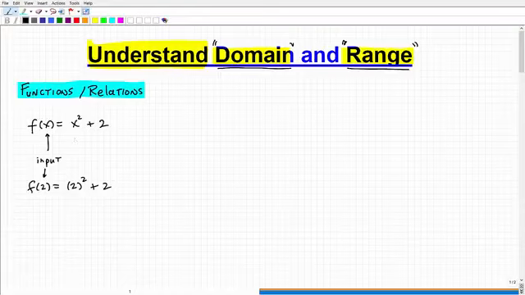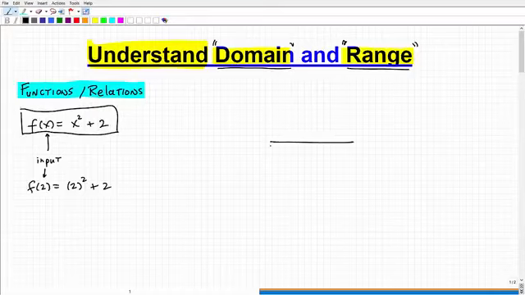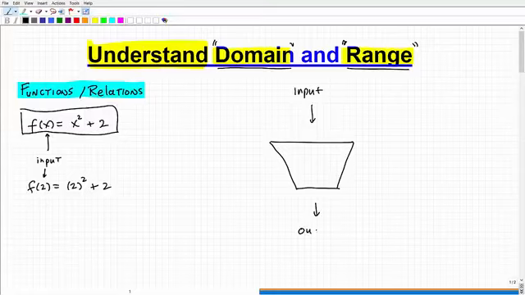Now let's take a look at this function a little bit differently. A lot of teachers like to use this model. It's a really good model for explaining domain and range. Let's think of a machine, a particular machine where we input numbers into this machine, and then we get output values.